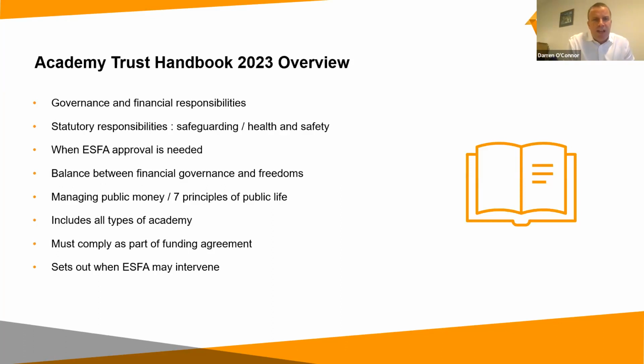So the overview, again, probably not too much new here. What is the Trust Handbook about? It allows you to see what your statutory responsibilities are as an academy, where you need ESFA approval. It's based on a number of foundations and principles set out by the ESFA, including the 7 principles of public life, and it's also broadly built on the funding agreement. So I think we can move on from there.